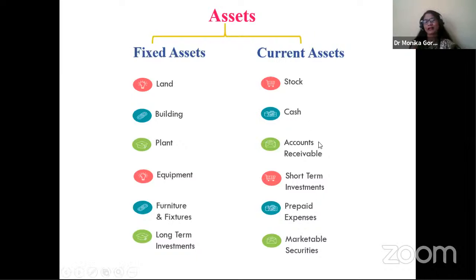Moving ahead to what is current asset. Current asset is the asset which is going to get converted into cash within 1 year. It is also said that current asset is nothing but the operational side, whatever we are going to do, like purchase and sale of stock, cash inflow and outflow, accounts receivables, the receivables which are going to come from your debtors, short-term investments, prepaid expenses, and marketable securities come under your current assets.